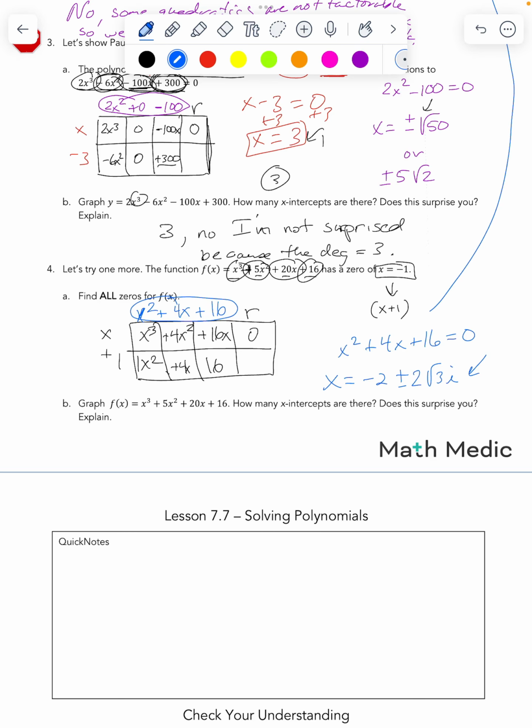So in here, how many x-intercepts are there? Well, technically, there's 3, but 2 are imaginary. And the other one we call real. And the real one is at negative 1.